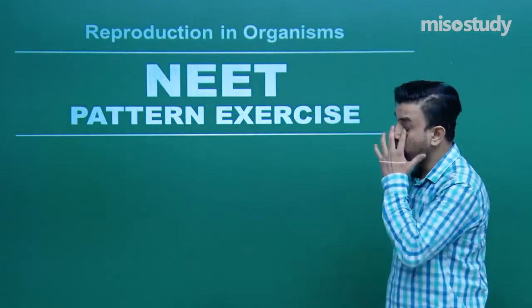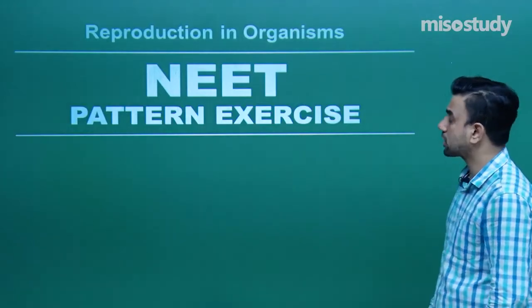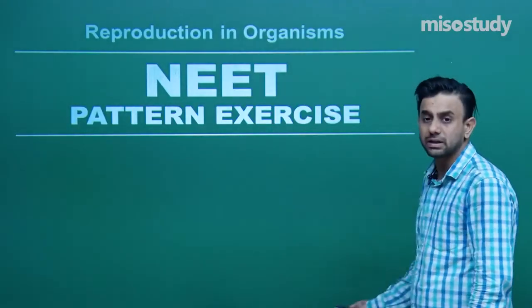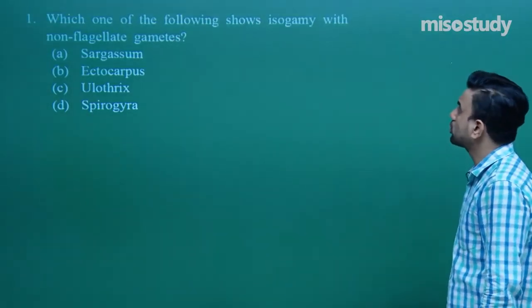Today we will solve the questions on reproduction in organisms, the NEET pattern exercises. The first one: which of the following shows isogamy with non-flagellate gametes?